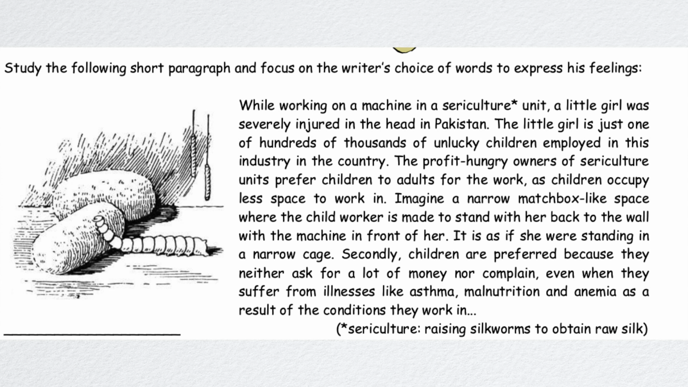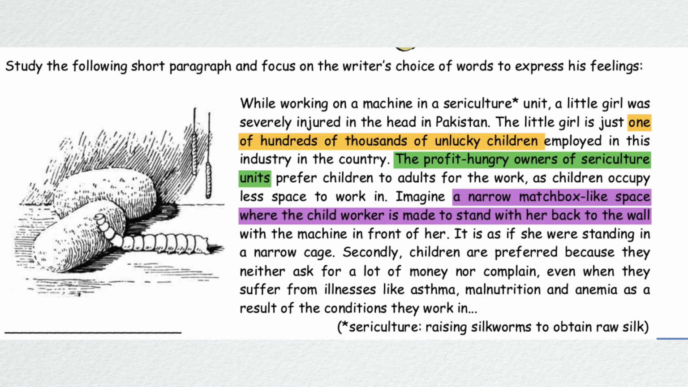Now, let's study this short paragraph and focus on the writer's choice of words to express his or her feelings. This text is about the use of child labor in the silk industry. Apparently, the writer feels sorry for the children who work in sericulture units. From the expression the profit-hungry owners of sericulture units, I can understand that the author blames the owners of these units. Finally, a narrow matchbox-like space where children work makes us think that they work in inhuman conditions.